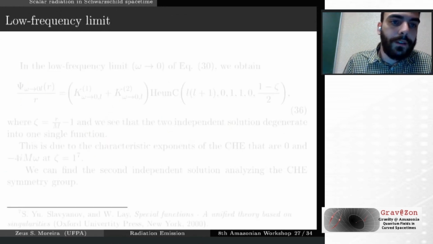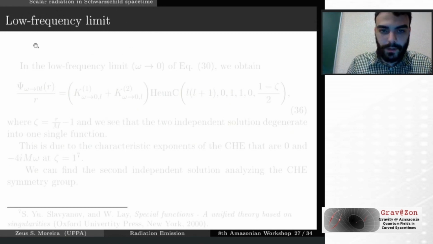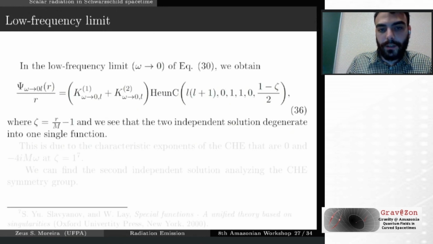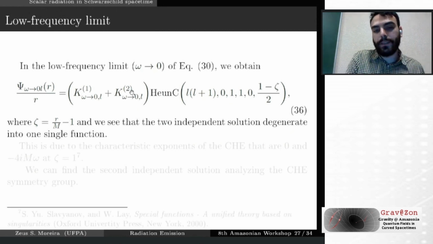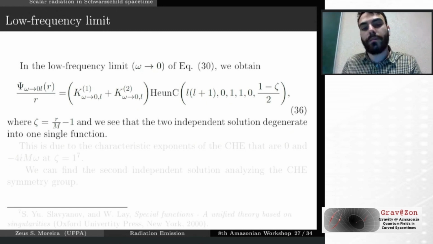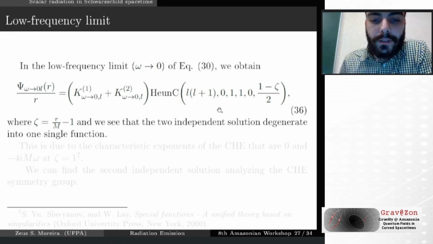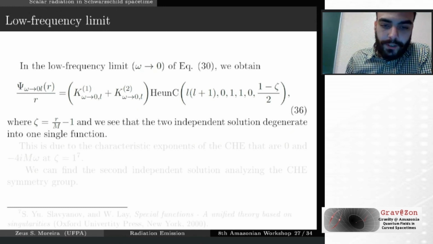So the interesting part is to analyze the low frequency regime, because something really weird happens here. If you take the general analytical solution for the radial modes and take the limit when the frequency goes to 0, something weird happens because the two previously linearly independent solutions degenerate into a single confluent Heun function here in equation 36. And the first time that I saw this, I was really puzzled. But the explanation is pretty straightforward.